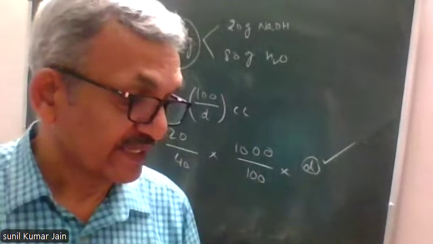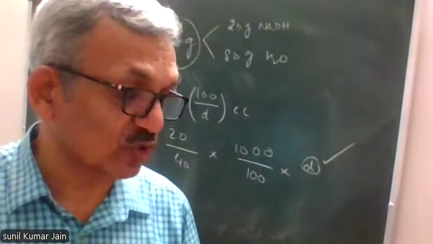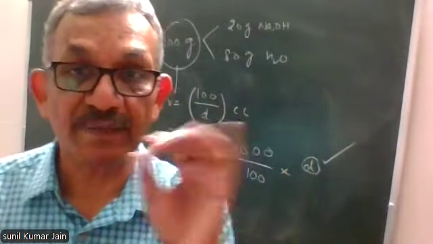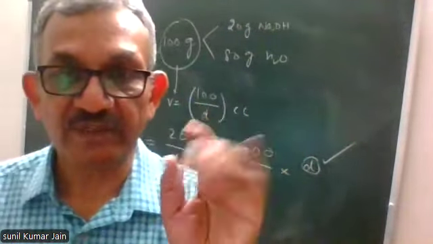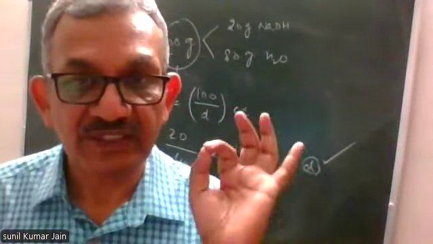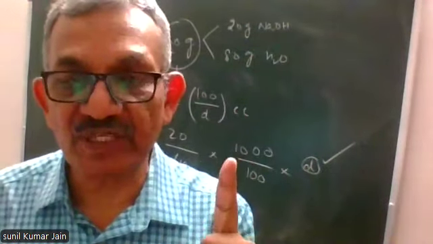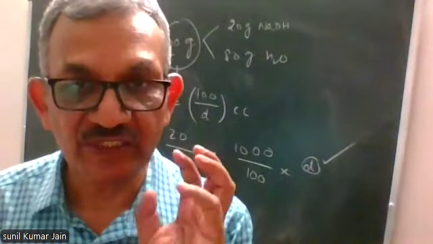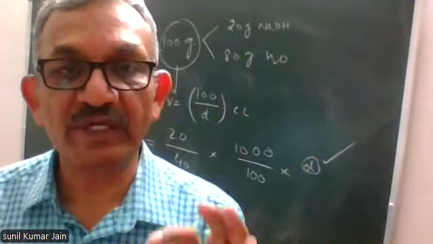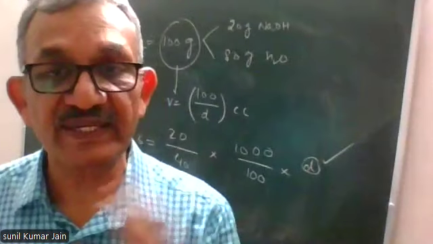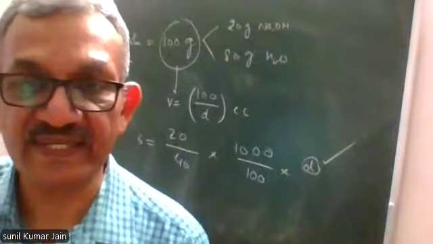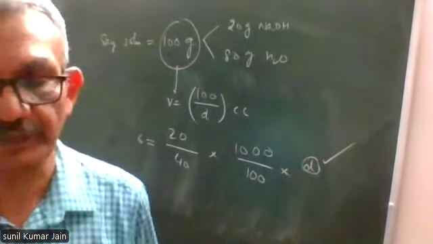Last question. Give a general example where solubility decreases with increase in temperature. General example. See, generally means exceptions are there. Generally, when we increase temperature, solubility increases. But we have to give the exception. The general exception is that solubility of gases decreases with increase in temperature. Right? The answer is solubility of gases decreases with increase in temperature.